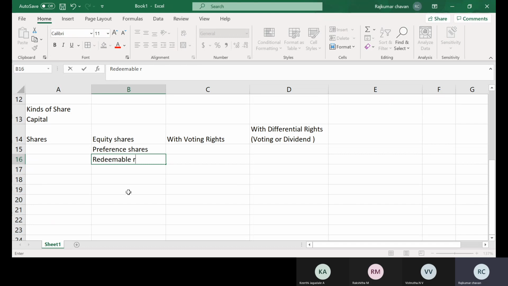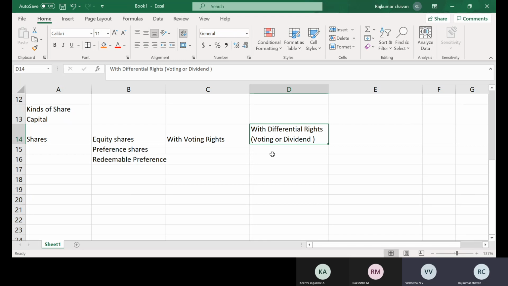Redeemable preference shares. Excuse me, sir, sorry to interrupt, but is differential about voting, or dividends, or voting and dividends, sir? Voting, as sometimes they get voting, or dividend, plus voting and dividend both they can get. Okay. Done.